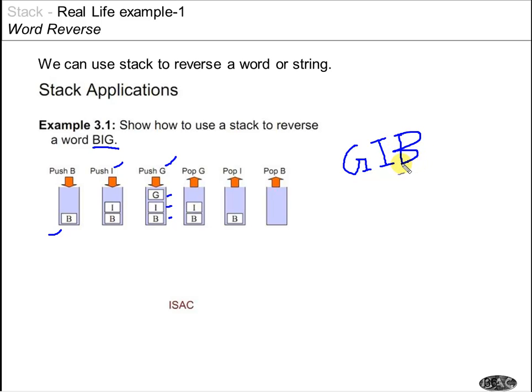So what I am going to do is print out as the pop happens. At the push, I will not do anything, I will just keep pushing. At the time of popping out, I will keep writing the character as it pops out. So you see this "big" has become "gib". This is how to reverse a word or a string using a stack data structure.